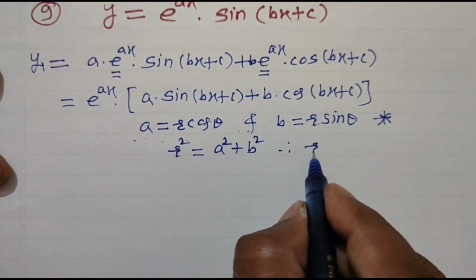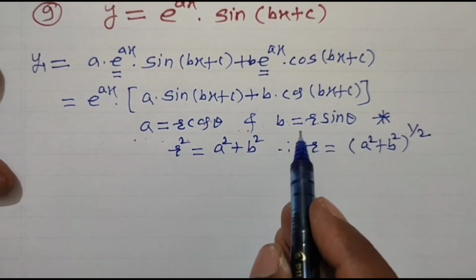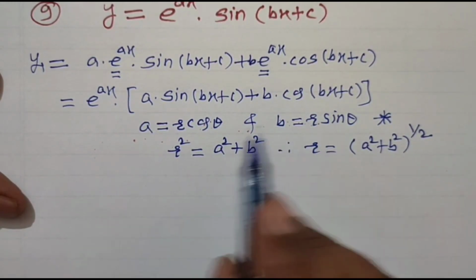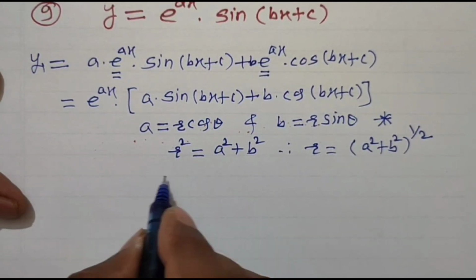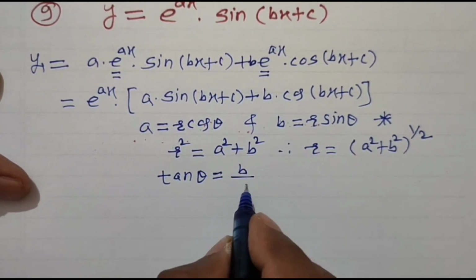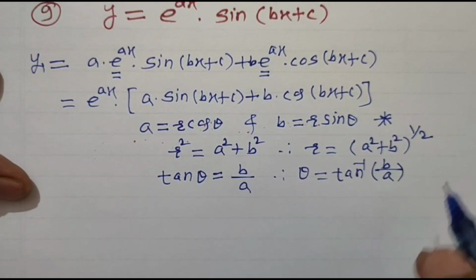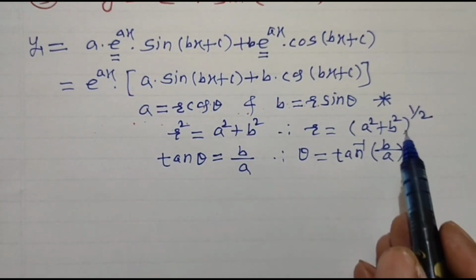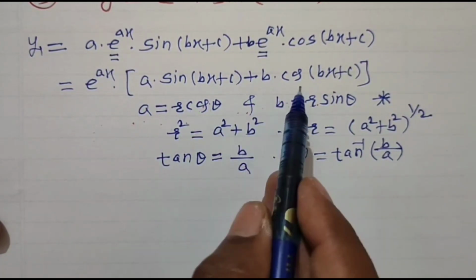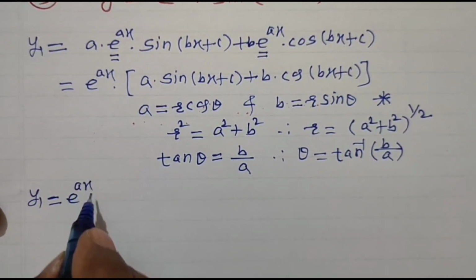Hence r is equal to a square plus b square, to the power half. Now divide b by a, then b upon a is equal to, r gets cancelled, sin theta upon cos theta. So that becomes tan theta is equal to b upon a. Hence theta becomes tan inverse b upon a. Theta is nothing but tan inverse b upon a, and r is equal to a square plus b square to the power half. Now replace a by r cos theta and b by r sin theta here. Then y1 can be written as y1 is equal to e to the power ax taken common.